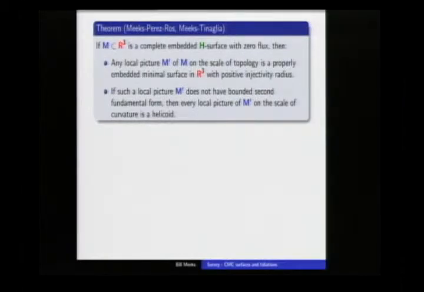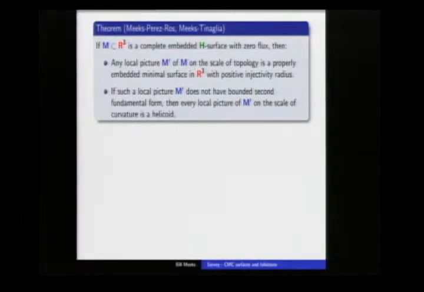Okay, so just keep that in mind. That's what we're talking about here. A local picture on the scale of topology is one of those limits. It could be like a parking garage structure. But anyway, once you take that surface, any local picture of that surface on the scale of curvature, so now we rescale such a surface on the scale of its second fundamental form, if the second fundamental form is unbounded, if it doesn't have bounded second fundamental form, then it's going to produce other surfaces, and those other surfaces are going to be helicoids.